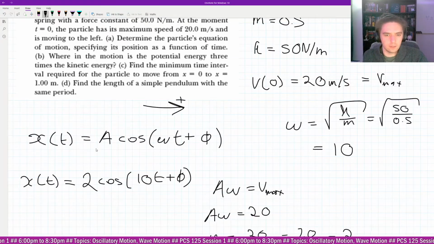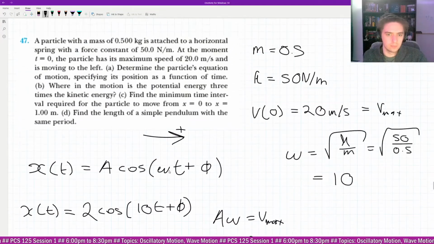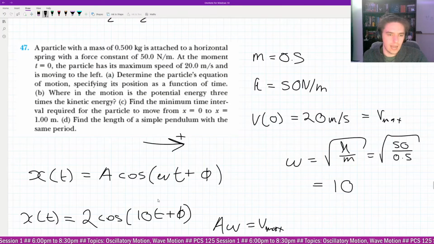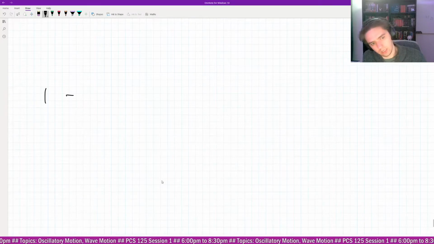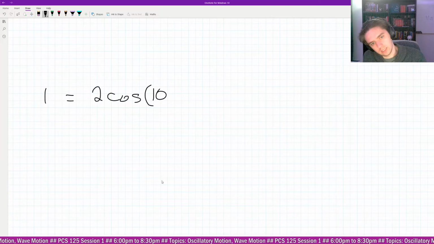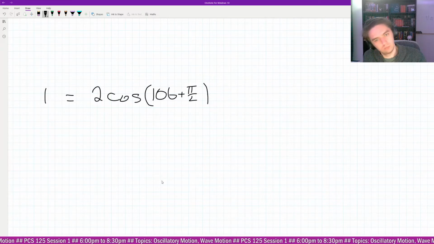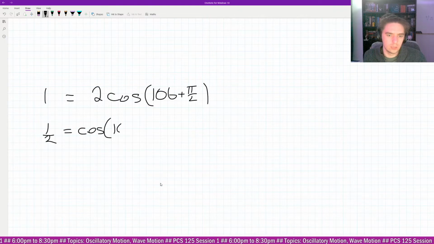Well, if this is 0, then this must be plus pi over 2. So is minimum time redundant? Could I just have been find the time interval? I think so. I think I can just say 1 equals 2 cos 10t plus pi over 2. So 1/2 equals cos 10t plus pi over 2.